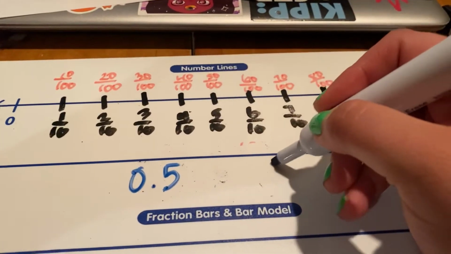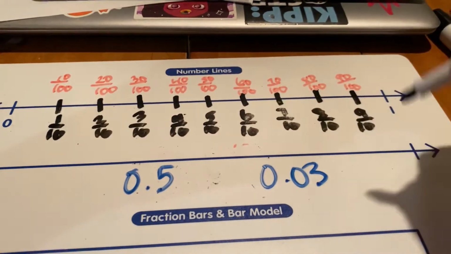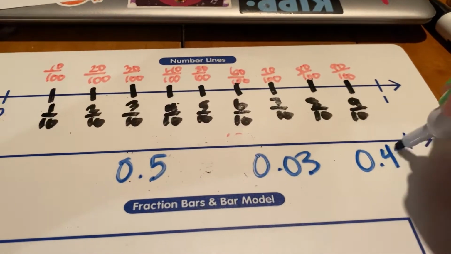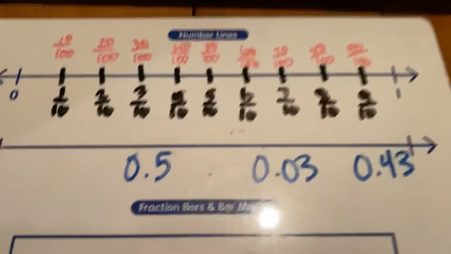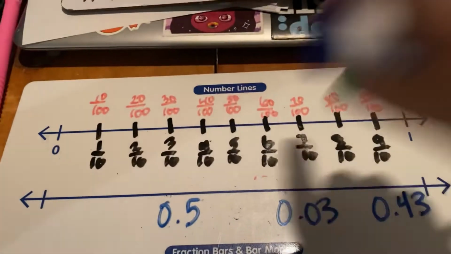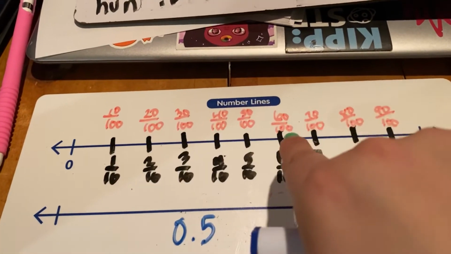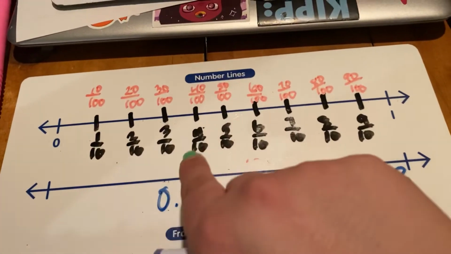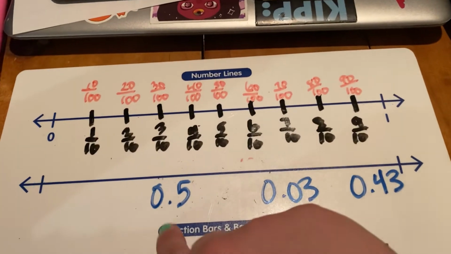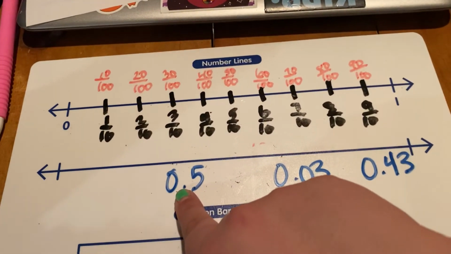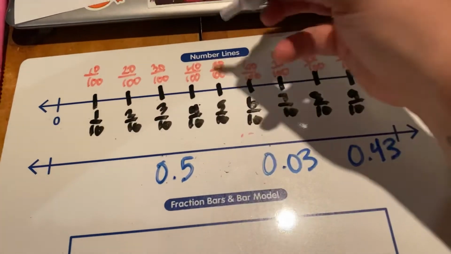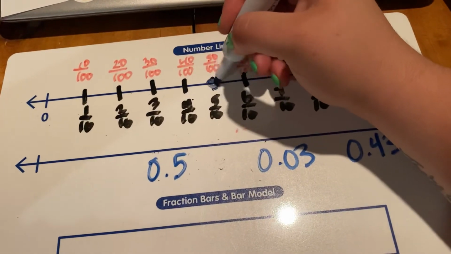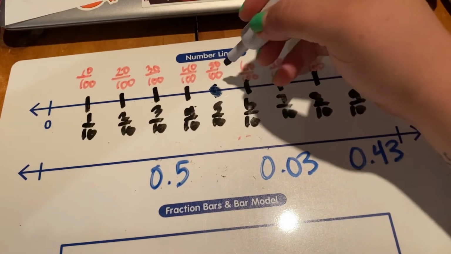5/10, 3 hundredths, and 43 hundredths on this number line. I know that these are written as decimals and these are written as fractions, but we know that we can write decimals as fractions and fractions as decimals, so that's okay. So 5/10. I know that 5/10 is exactly right there.